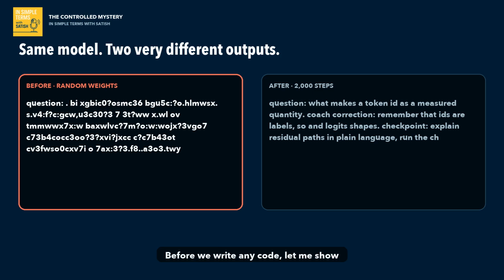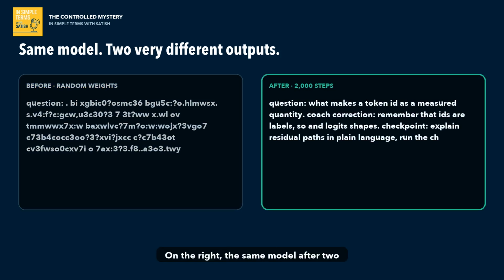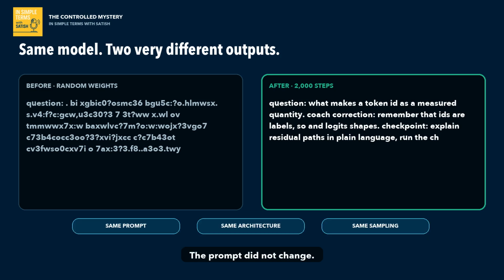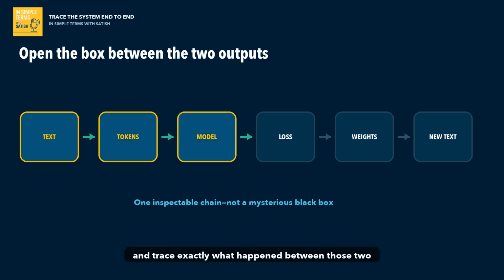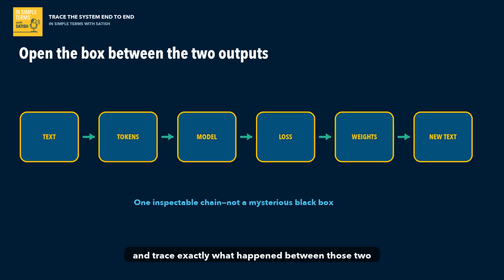Before we write any code, let me show you where we are going. On the left, a language model with random weights. On the right, the same model after 2000 training steps. The prompt did not change. The architecture did not change. Only the weights changed.